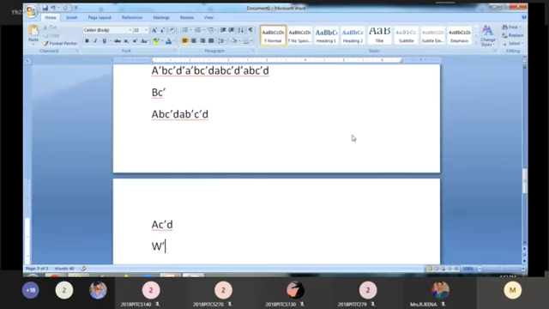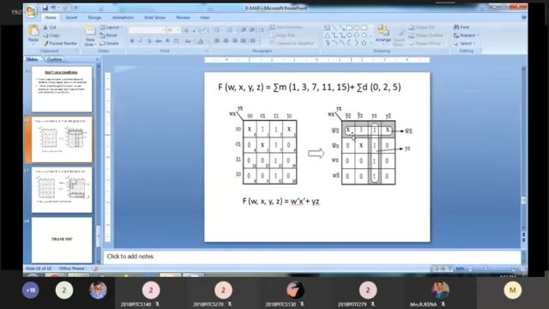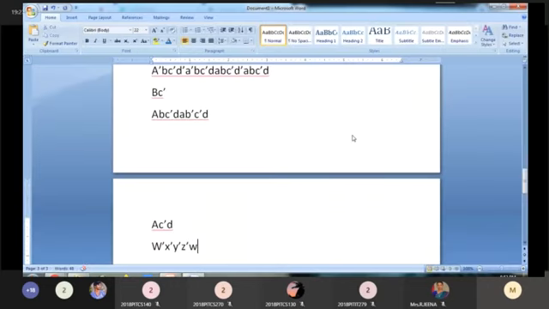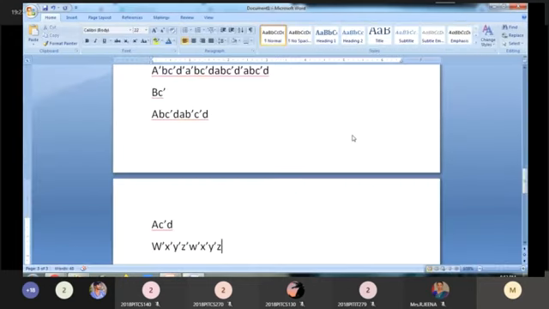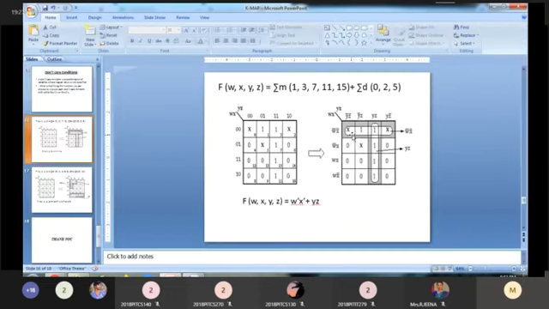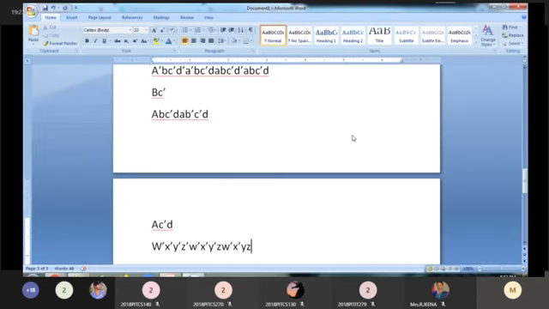W bar, X bar, Y bar, Z bar. Okay, next one, W bar, X bar, Y bar, Z. W bar, X bar, Y bar, Z. Okay, next one, W bar, X bar, Y, Z. W bar, X bar, Y, Z. Okay, next one, W bar, X bar, Y, Z bar. W bar, X bar, Y, Z bar.